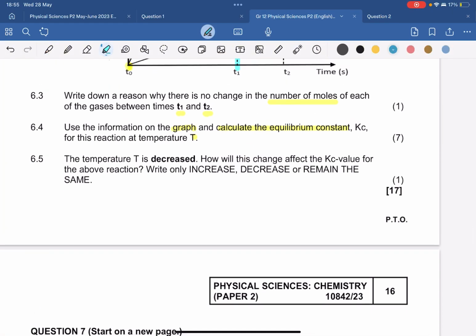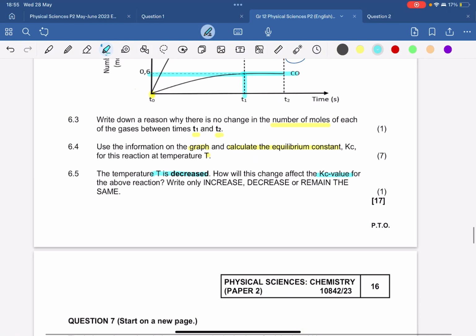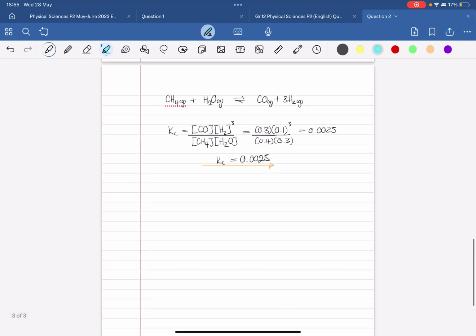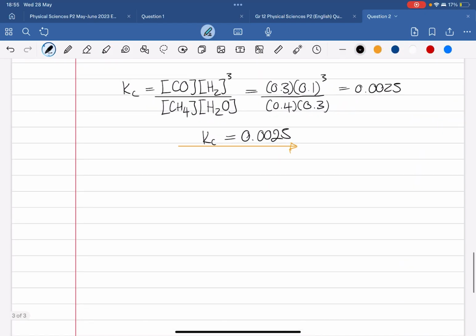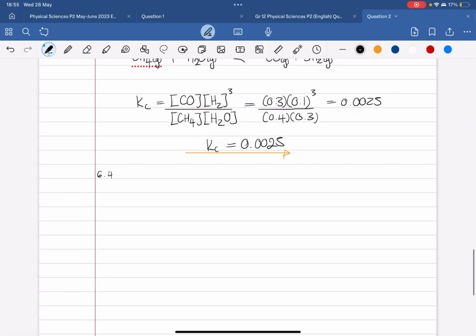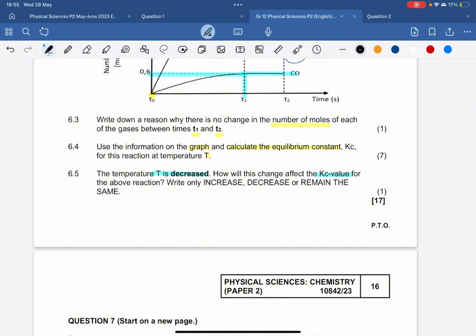6.5 is now telling us that the temperature is decreased, and how will this change affect the value of the Kc above, right? So we know from our theory that the only thing that changes our Kc is temperature. So now we're trying to figure out what happened to our Kc. Did it increase? Did it decrease as a result of this decrease in temperature? So what do we know already?